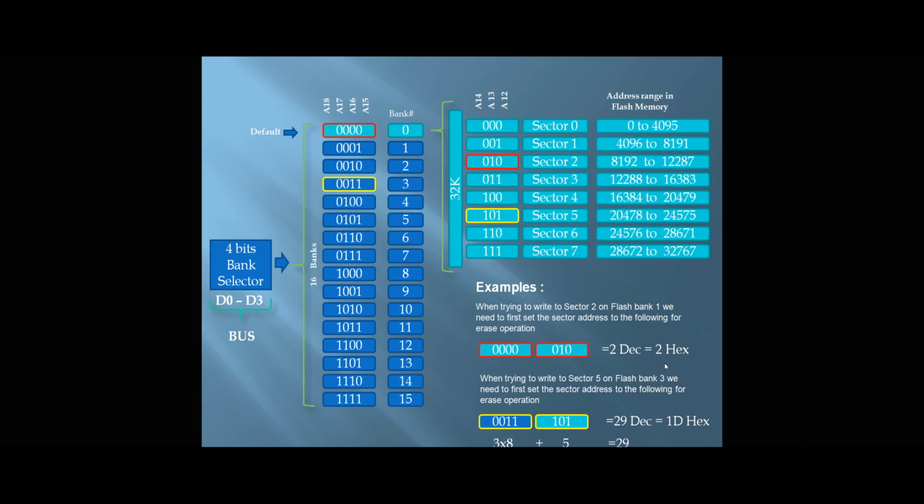So again, when we are trying to erase the sector, we are passing 1D as the target sector along with a specific command, and that causes the flash chip to erase that sector. Once the sector is erased, we are ready to do the write operation. So I hope that it has been clear.